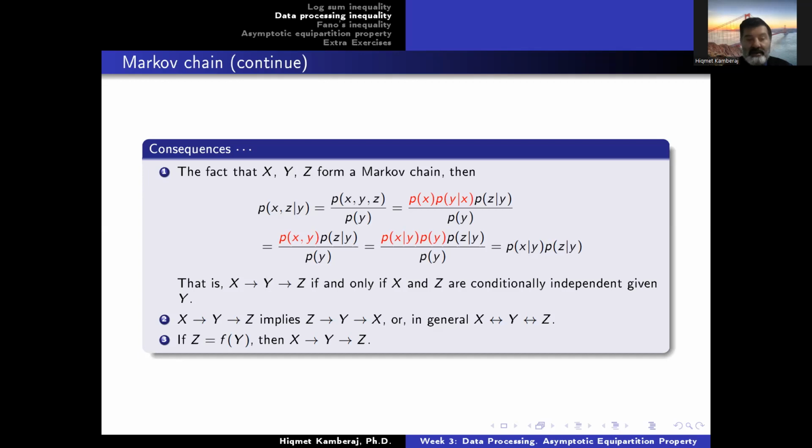Now, the second consequence is that if x, y, z form a Markov chain, this implies that z, y, x also forms a Markov chain. In general, x, y, z form a Markov chain in both the forward direction and the backward direction. Moreover, the third consequence is that if z is a function of y, then x, y, z form a Markov chain.